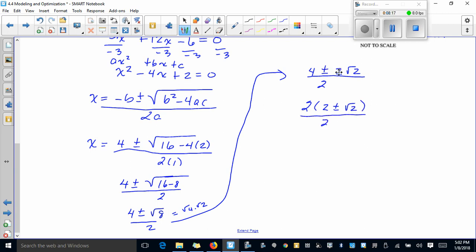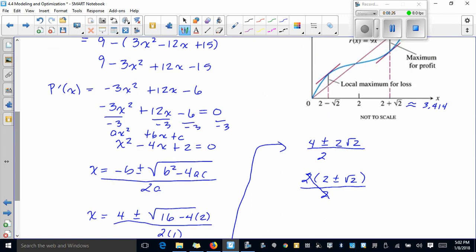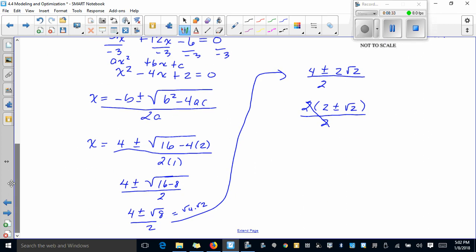So what we would do on this one is obviously we can't make negative items. That's where you know when your domain comes in. So this is going to go 0 to 2 minus square root of 2. And then 2 minus square root of 2 to 2 plus square root of 2. And then 2 plus square root of 2 to infinity. Okay, and we pick a number in here.